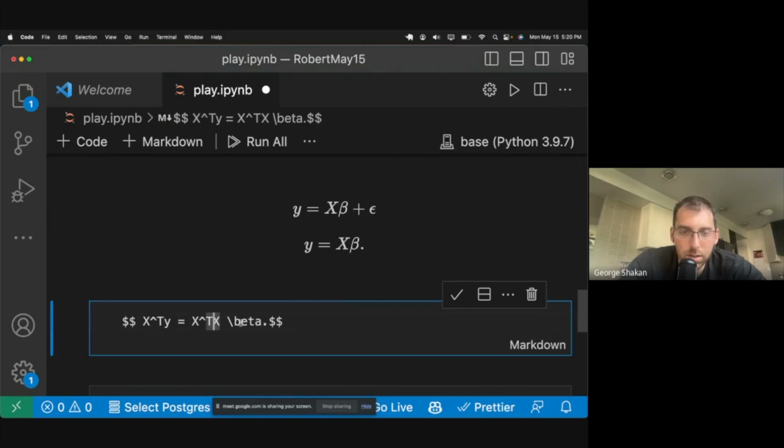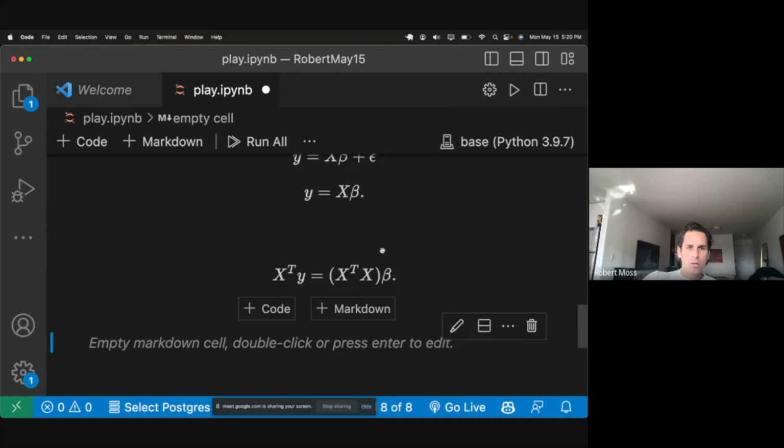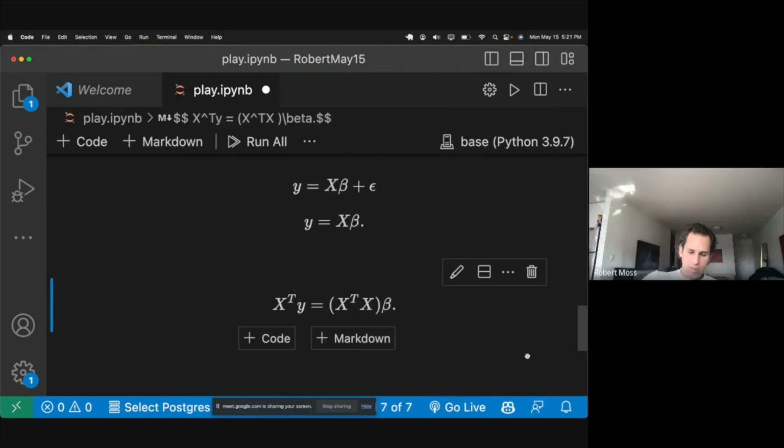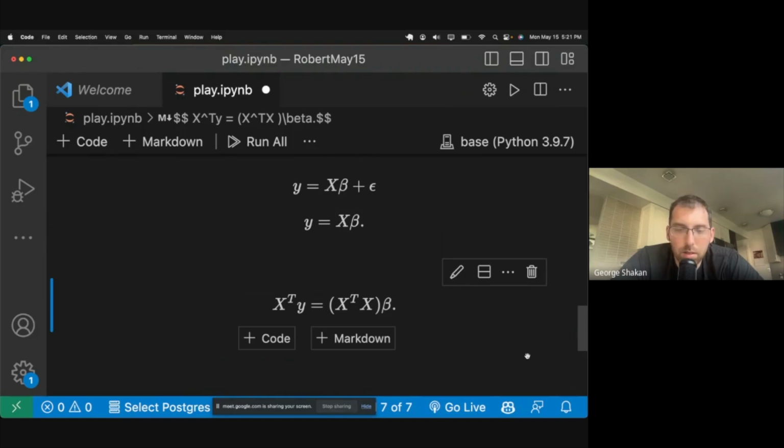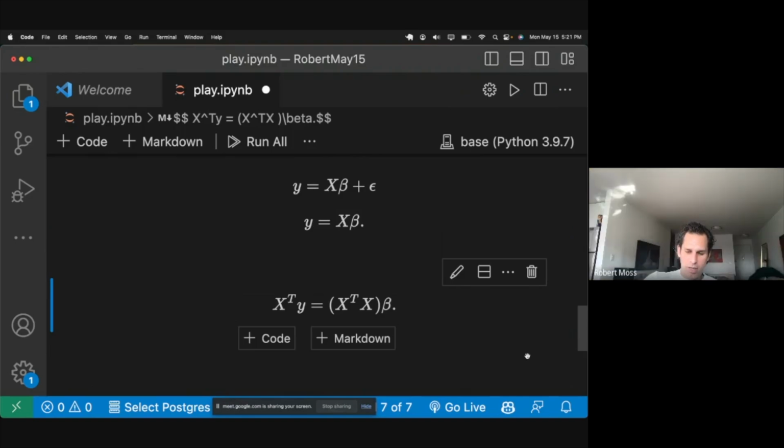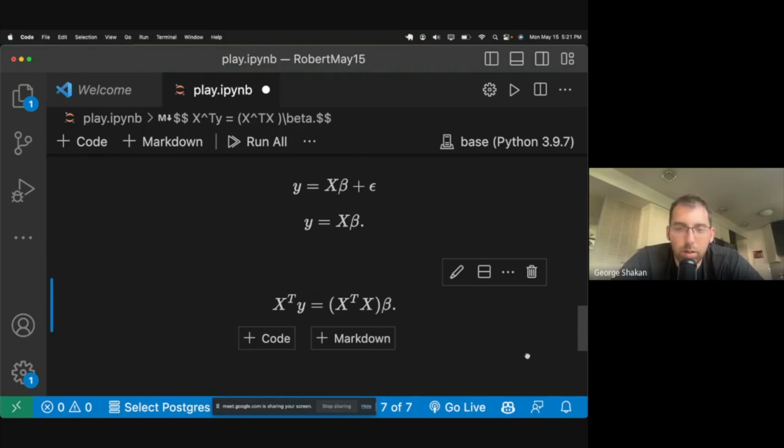Then it turns out that this x transpose x is square. We get x transpose x times beta. The thing that's multiplied by the beta is a square matrix. So we can at least hope to invert it and apply the formula that was on your slides.